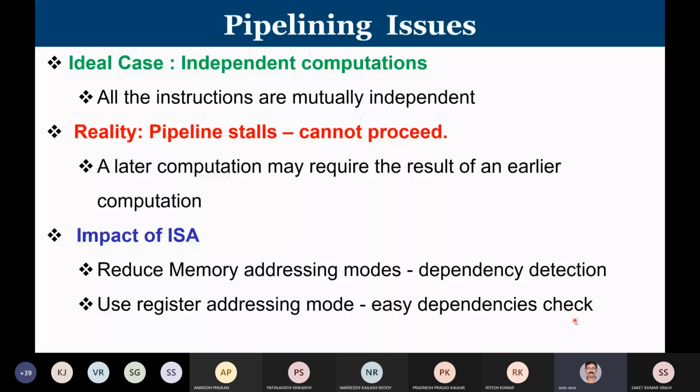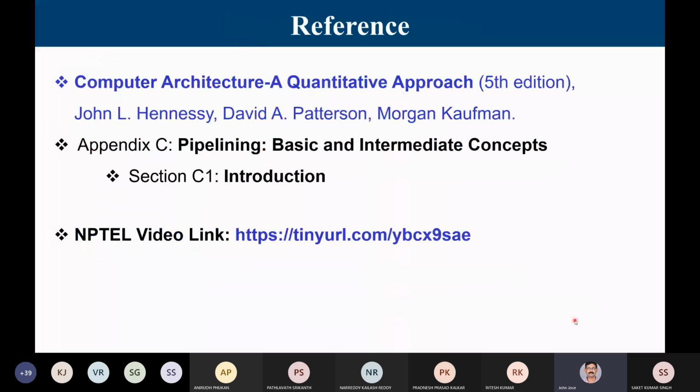So you have to reduce your memory addressing modes as much as possible, because with memory addressing modes, dependency detection is very difficult. Wherever possible, there should be a mechanism by which I know that this result is produced by someone else just before me, and I have to wait until he completes execution. So I have to delay myself. When I delay myself, what will happen to the subsequent instructions? These things we will learn in the next class.